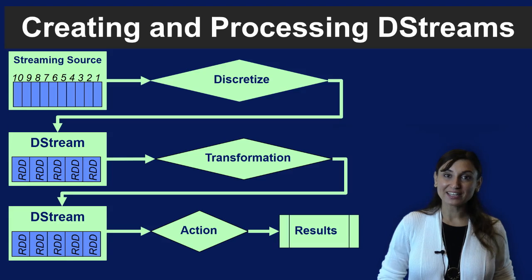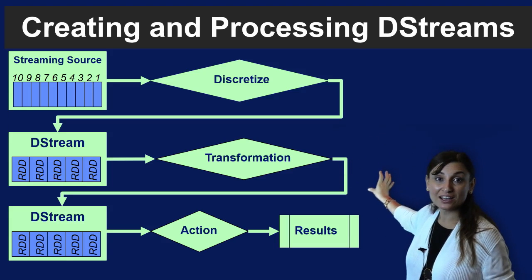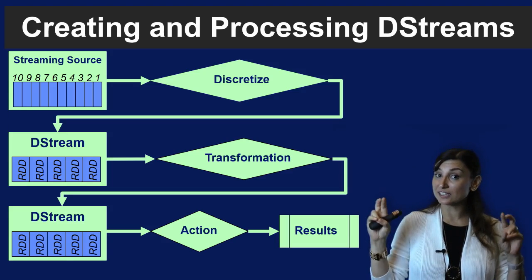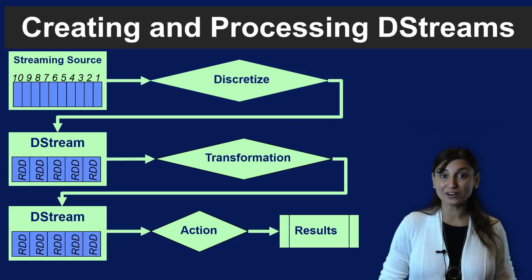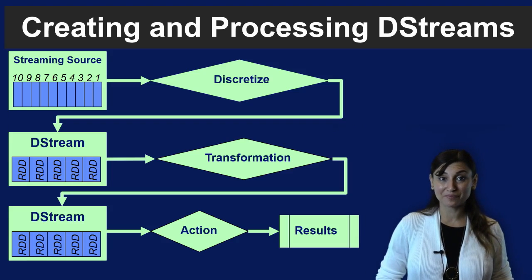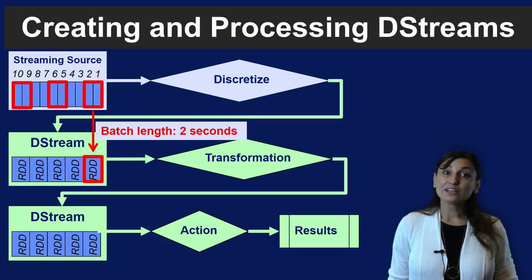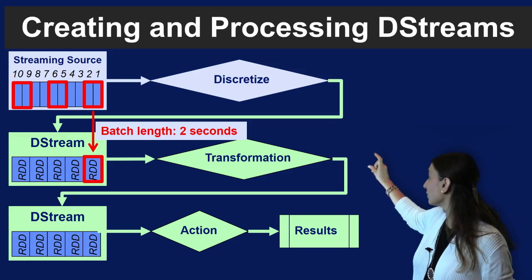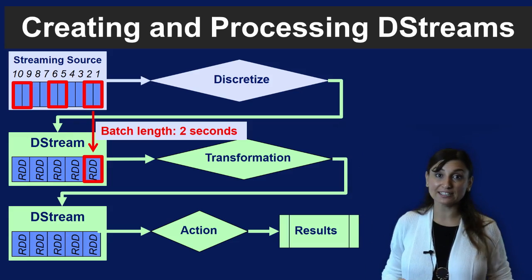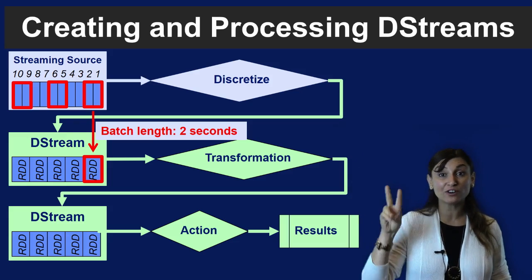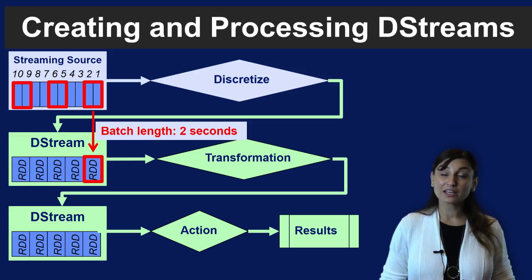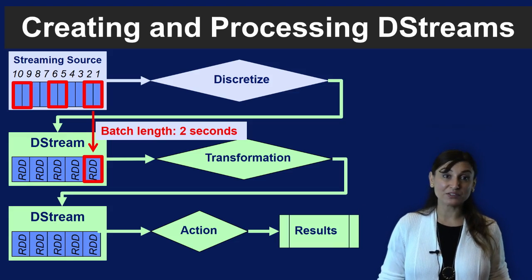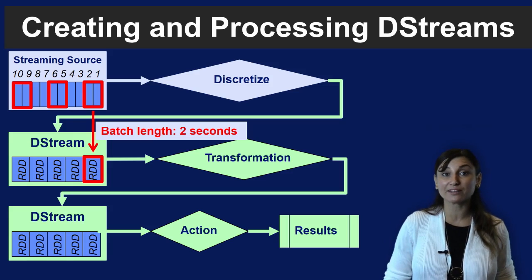Spark streaming reads streaming data and converts it into micro batches, which we call D-streams, which is short for discretized stream. In this example, a 10-second stream gets converted into 5 RDDs using a batch length of 2 seconds. Similar to other RDDs, transformations such as map, reduce, and filter can be applied to these streams.